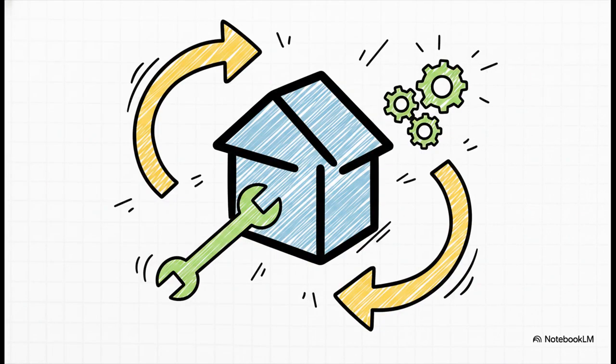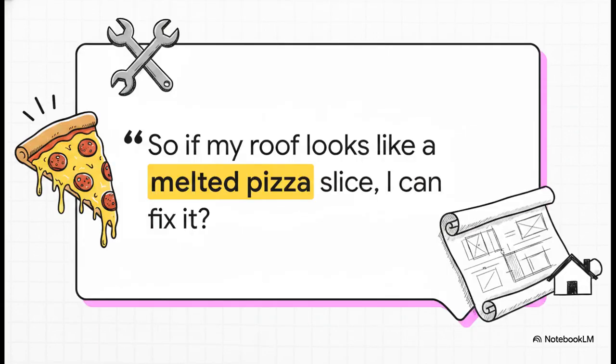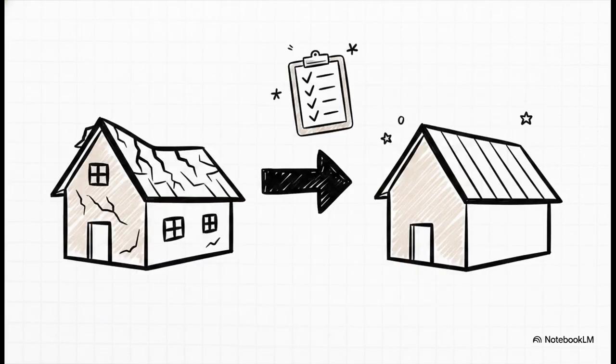Once that first model is built, step 3 kicks in: iterative improvement. Basically, fixing your mistakes. So, if your initial roof looks exactly like a melted pizza slice, as Jaden asked, don't panic. That's literally why version 2 exists. We review the model, get some feedback, and fix that pizza roof.